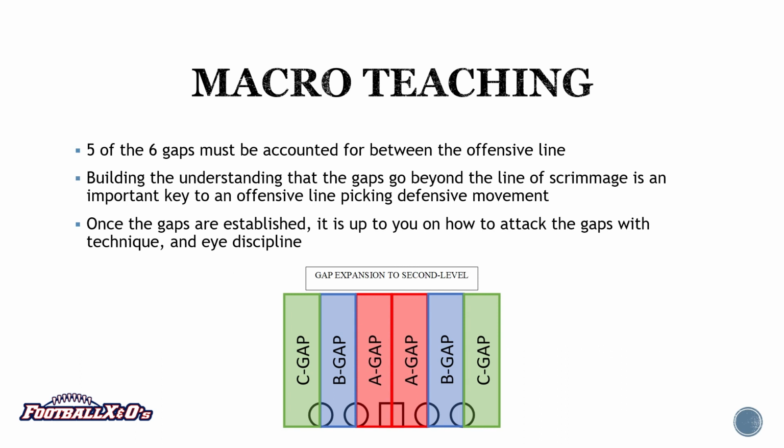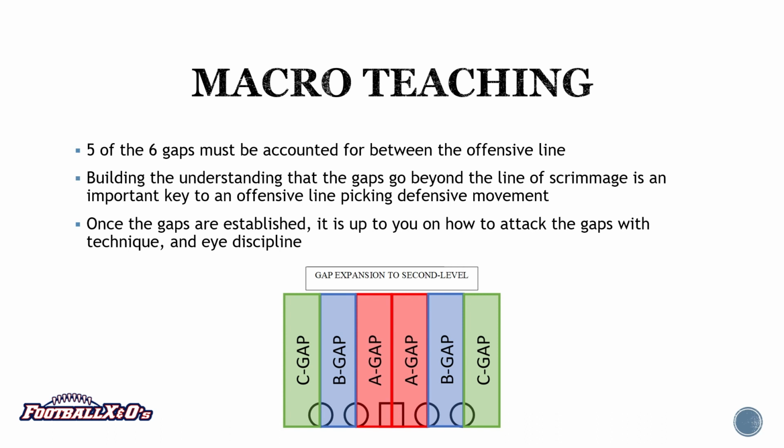So, teaching on a macro level, when you have the entire offensive line together and you're installing this, the number one point of emphasis has to be that 5 of the 6 gaps must be accounted for between the offensive line. No more, no less. There's always going to be a guy who wants to account for multiple gaps in an offensive line room. For him, it's important to understand that he has one gap and he has to win that one gap.